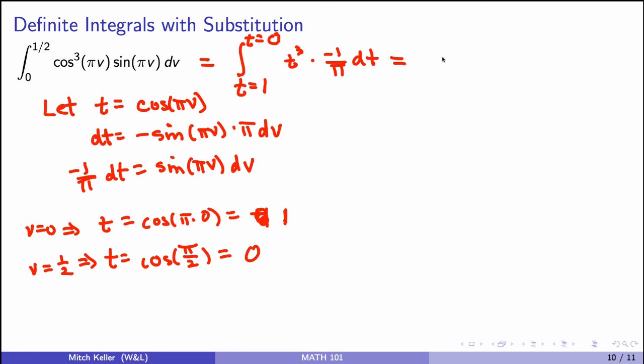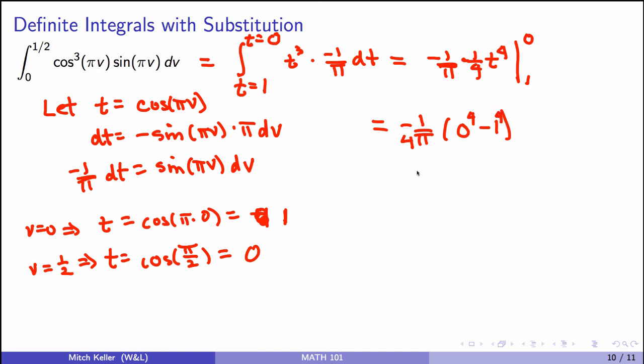And now this is not so bad, right? We get minus 1 over pi, and then we get times 1/4 t to the 4th from 1 to 0. And so I'll keep the minus 1 over 4 pi out here, and then I get 0 to the 4th minus 1 to the 4th. And so I get 1 over 4 pi, because that's minus 1, and so that minus cancels.